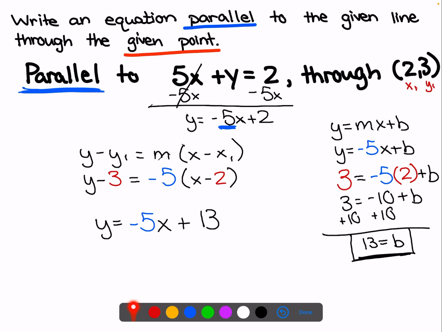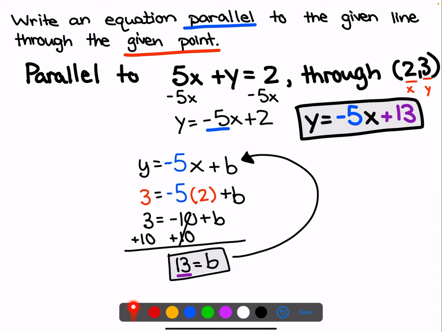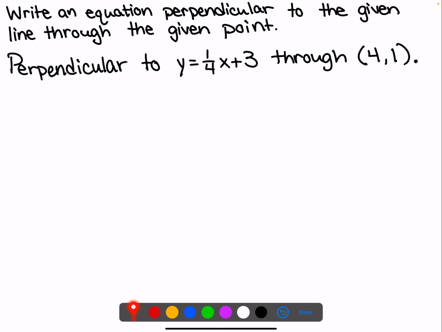All right, let's try another one. Next up, we want to find a line that is perpendicular to y equals 1/4 x plus 3 and going through the point 4, 1. So go ahead and pause the video and try this one out if you'd like. Keep in mind this time it is perpendicular though.